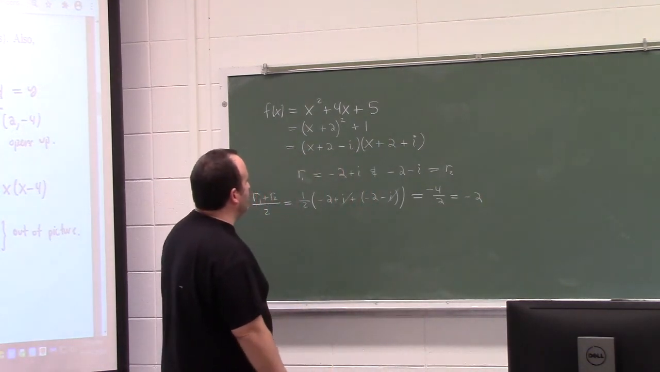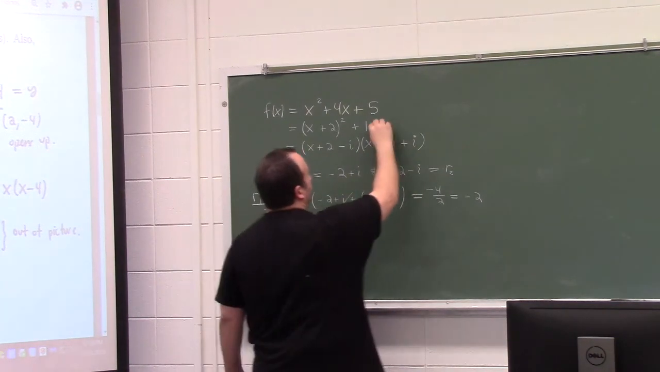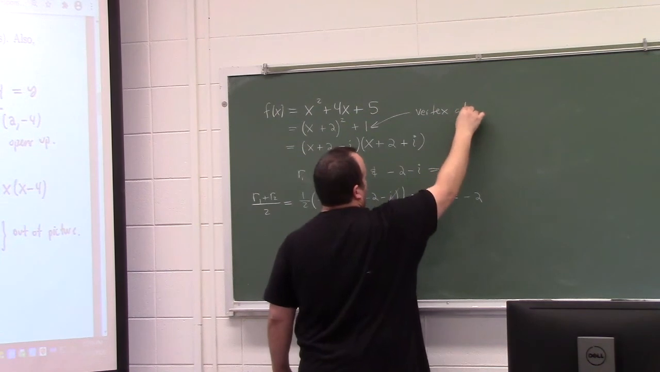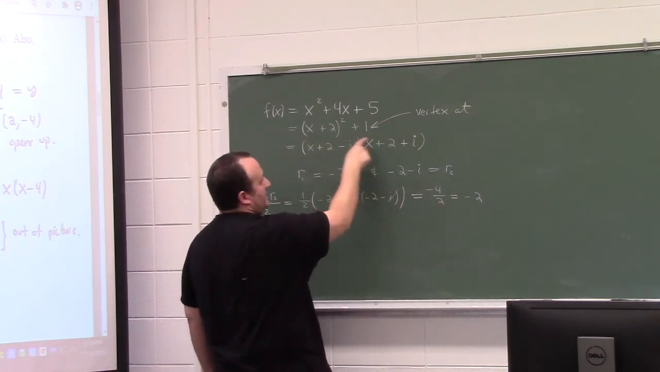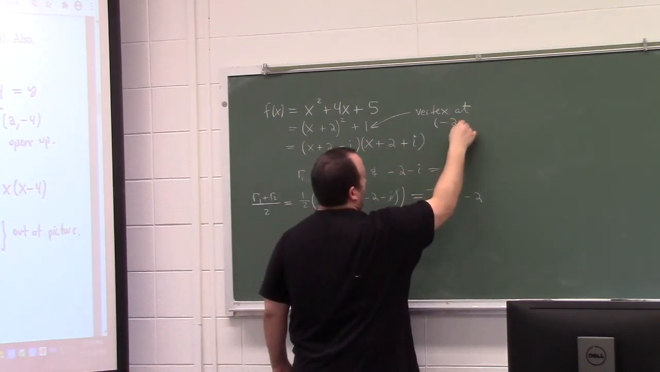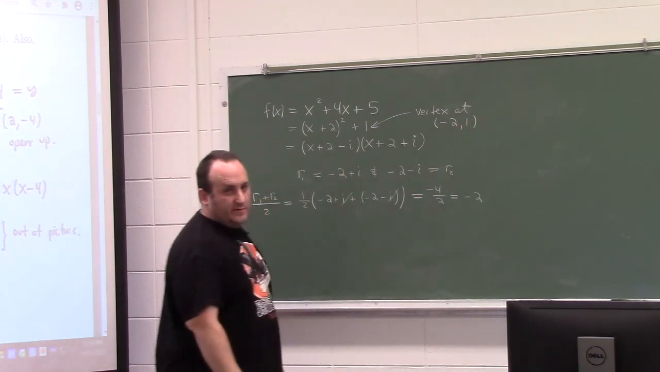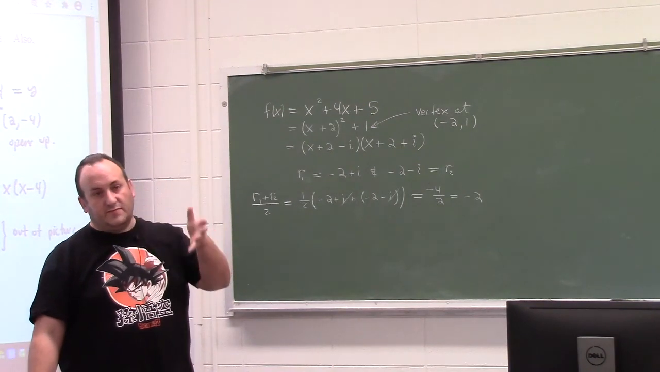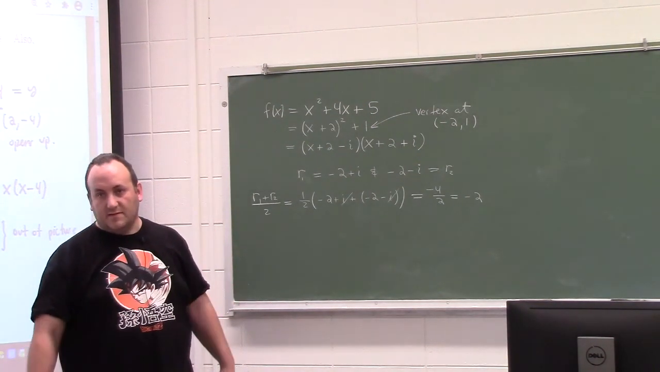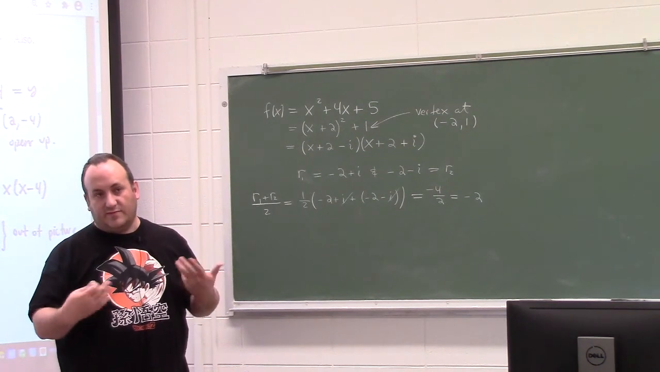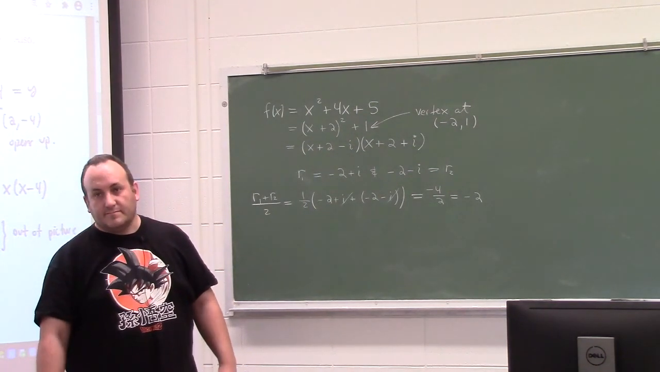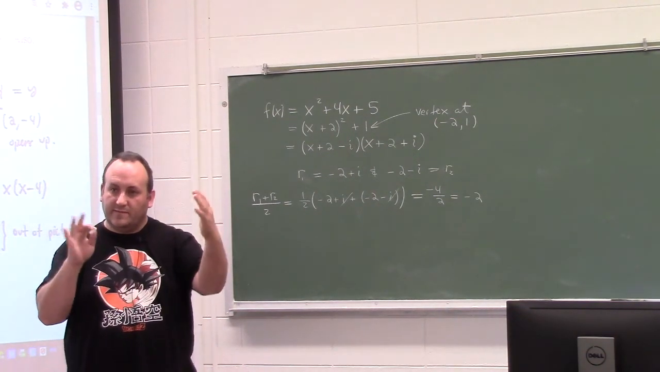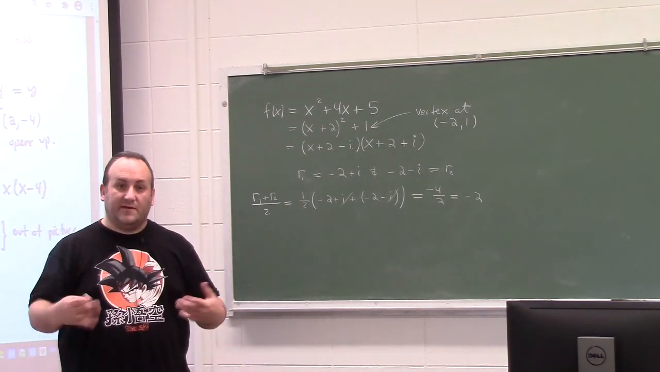Where's the vertex in this one? I can see it from right here, right? The vertex is at minus 2, 1. So it looks like the average of the roots is where the vertex is. That's true even when the roots are complex, right? But it's always the case that the vertex is halfway between the zeros of the parabola, if they're real.